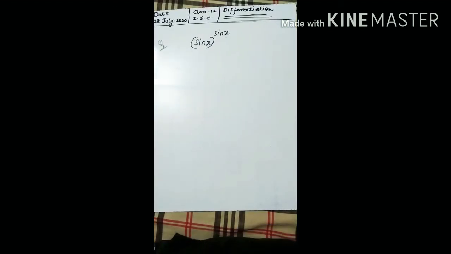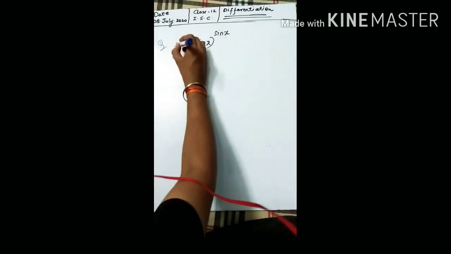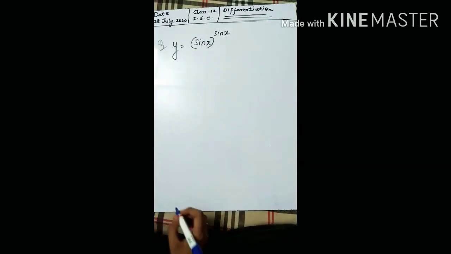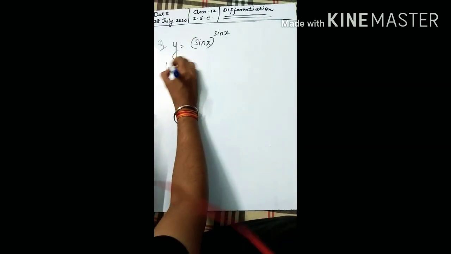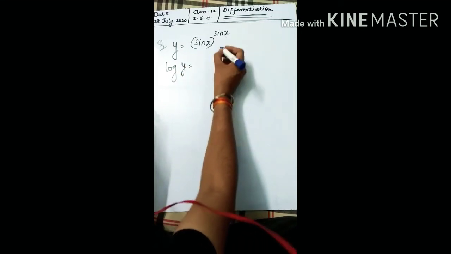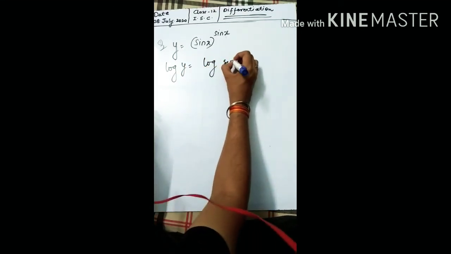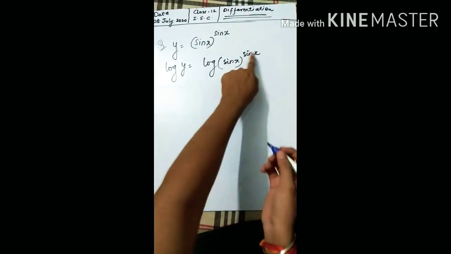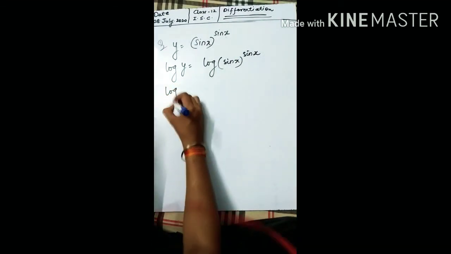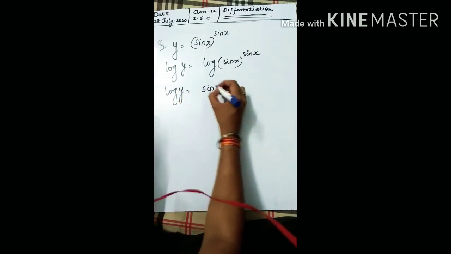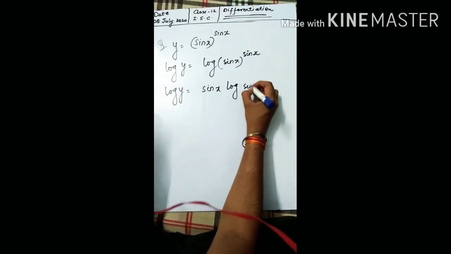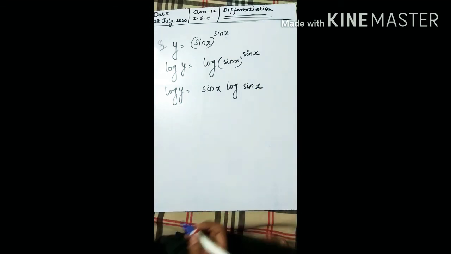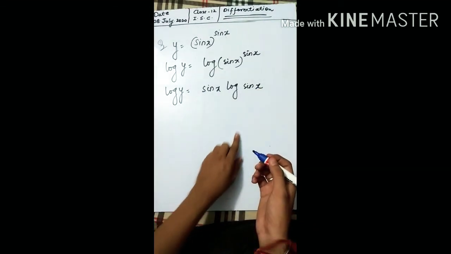Okay, let us take this question. Sine x to the power sine x. First of all, let us consider y is equal to this function. Now take log both the sides. So this will be log y equal to log of sine x to the power sine x. Now this sine x will come down, so it will be sine x log sine x. Now you need to differentiate this.